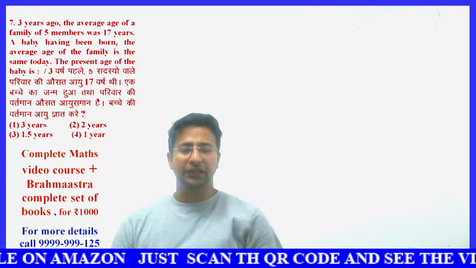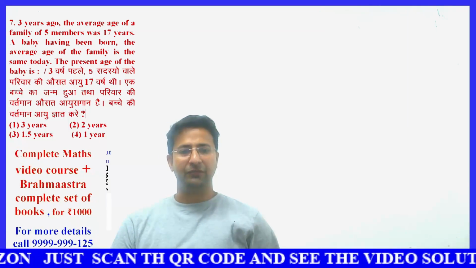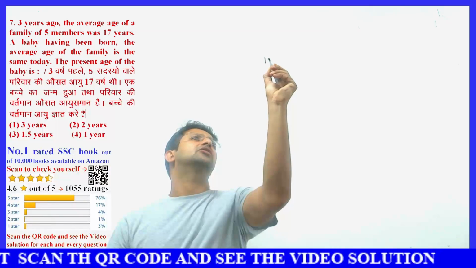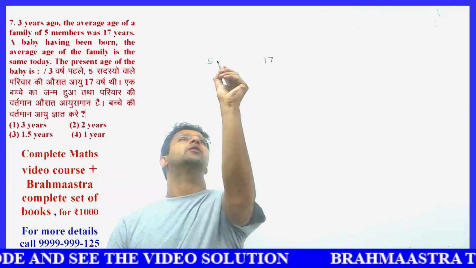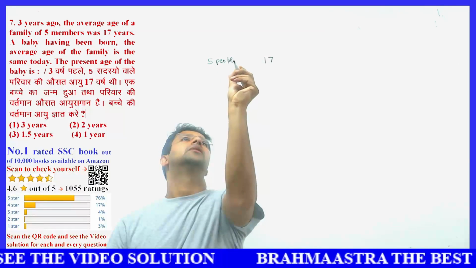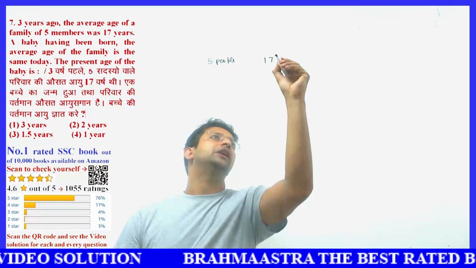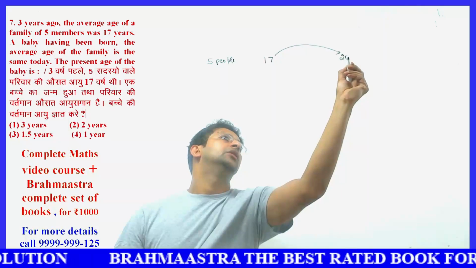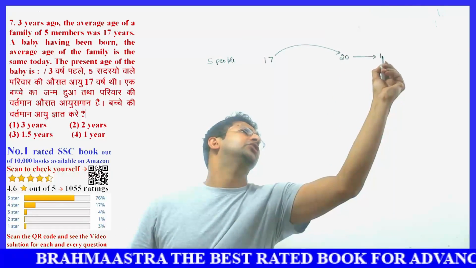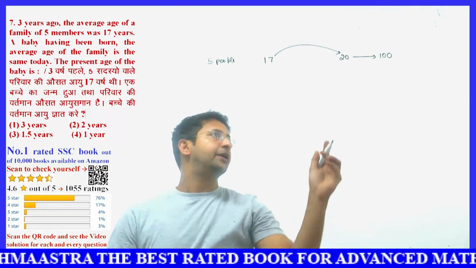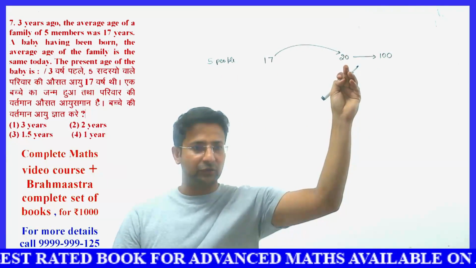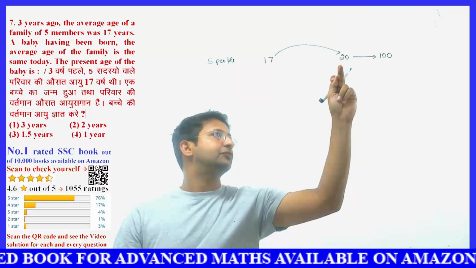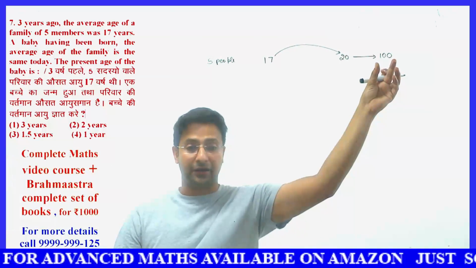3 years ago, the average age of a family of 5 members was 17. Let's talk about these 5 people only. After 3 years, their average age will become 20. And what will be their total age? Their total age will be 100. Why? 20 into 5. These are 5 people. Right now their average age will be 20, so the total age will be 100.